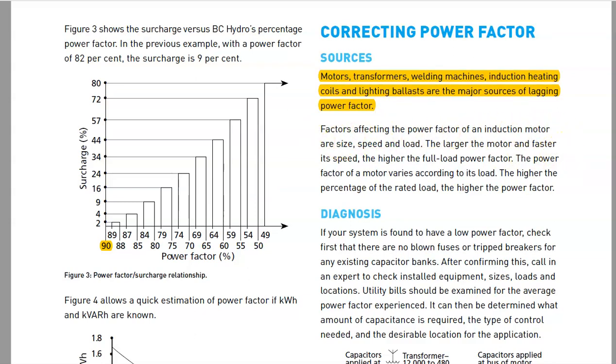The larger the motor and the faster its speed, the higher the full load power factor. The power factor of a motor varies according to its load. The higher the percentage of the rated load, the higher the power factor. We're going to see this stuff when we go into the third year motor material. But for now, you need to know that if a customer says, hey, I need a motor over here, you do the whole torque calculations to figure out your RPM, your torque, and things like that.